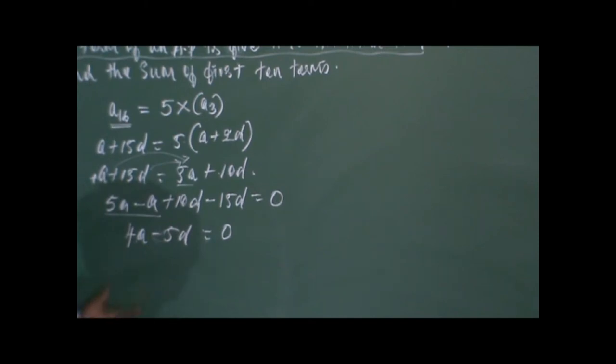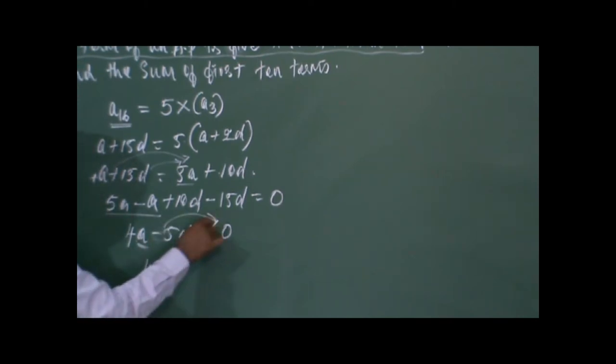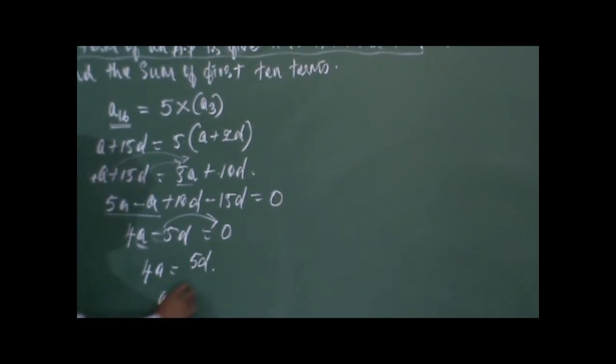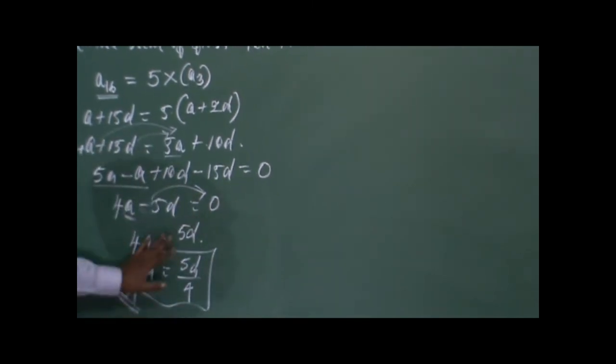So it cannot be simplified, taking common, nothing can be done. Therefore, when you come across this type of situation, make any one term the subject. So 4A is equal to minus 4D, 5D goes to the RHS, it is 5D. So A is equal to 5D by 4. This is the value of A. So keep it as, make it as a subject.